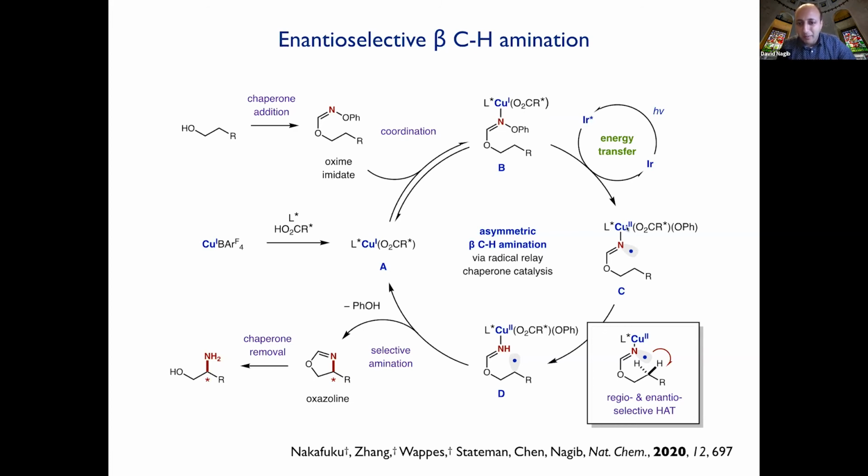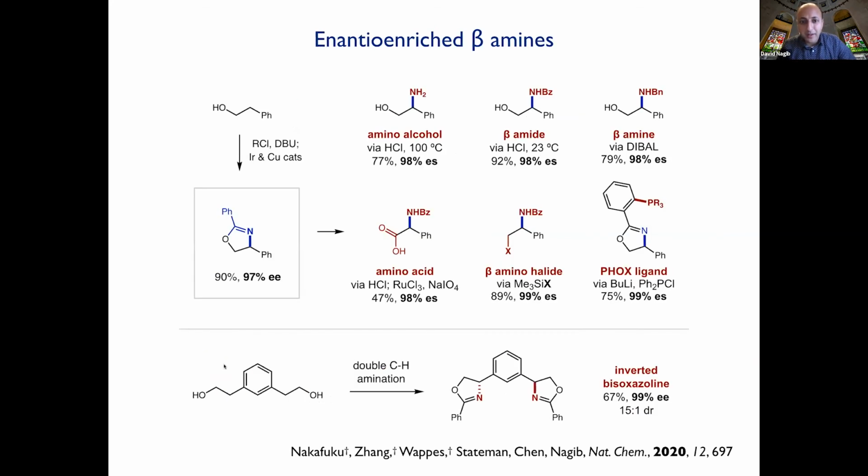And now this copper bound N-centered radical can actually go through both a regio and enantioselective hydrogen atom transfer, and then a diastereoselective trapping of that radical by the chiral copper complex, and then reductive elimination gives this chiral C-N bond. After removal, there's our beta amino alcohol.